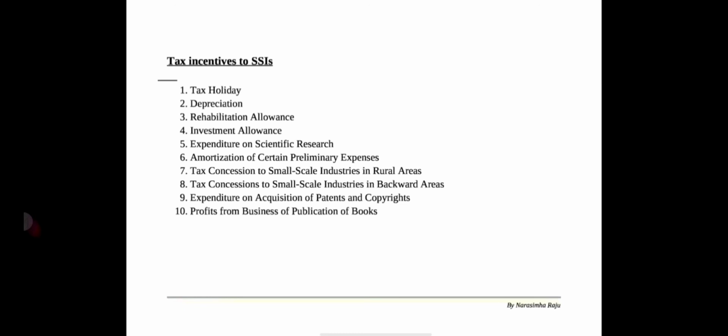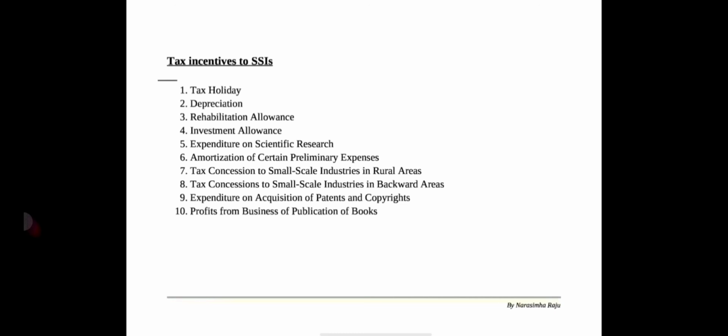And the next tax incentive to SSIs is expenditure on acquisition of patents and copyrights. Under Section 35A of the Income Tax Act 1961, any expenditure of a capital nature incurred in acquiring a patent or copyright by a small-scale industry is deductible from its income, but the expenditure should be incurred after 20th February 1966. The expenditure can be deducted in 14 equal installments beginning with the previous year in which the expenditure was incurred in acquiring patents and copyrights for the unit.